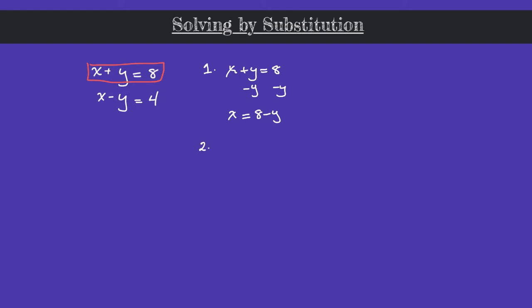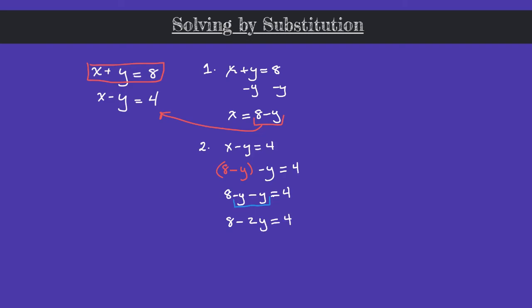Once I'm done with that, let's go to the second step where I'm going to substitute the expression 8 minus y into our second equation wherever I see x. So instead of x minus y is equal to 4, I'm going to substitute 8 minus y, minus y, is equal to 4. So we can get rid of those parentheses. 8 minus y minus y is equal to 4. And I can combine negative y minus y, and I end up with 8 minus 2y is equal to 4.